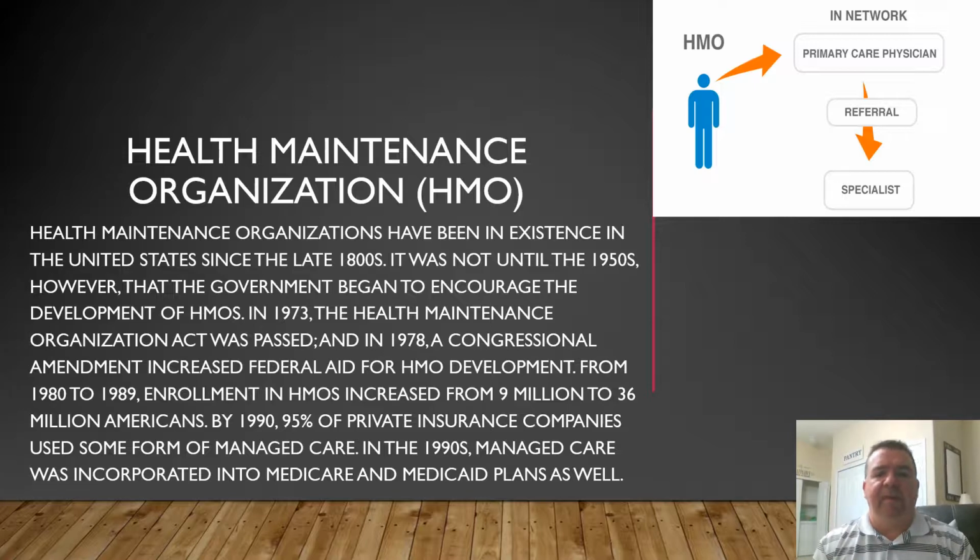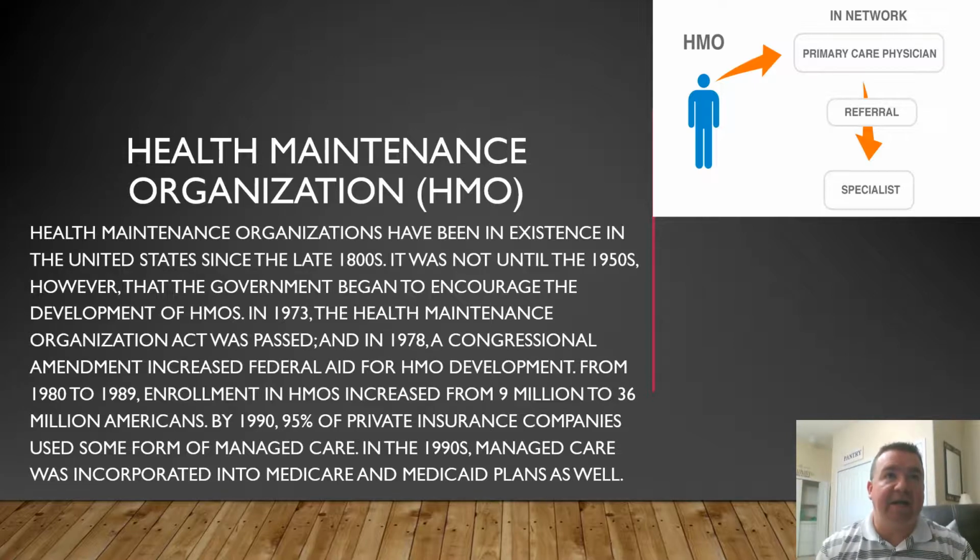Let's talk first about the Health Maintenance Organization, or HMO. An HMO, as you can read in the slide here, has been around since the late 1800s. It was not until the 1950s that the government began to encourage the development of HMOs. In 1973, the HMO Act was passed, and in 1978, a Congress amendment increased federal aid for HMO development. So again, we're talking about the government getting involved, funding or supplementing insurance to make sure that we get this. Looking at the slide here, you can see that from 1980 to 1989, enrollment in HMOs increased from 9 million to 36 million Americans.